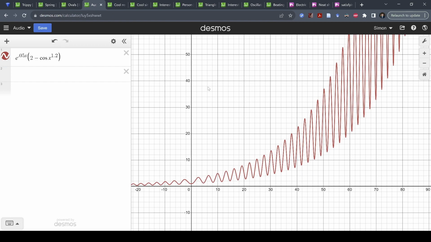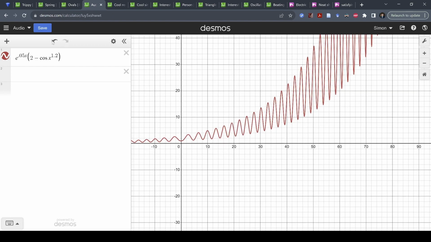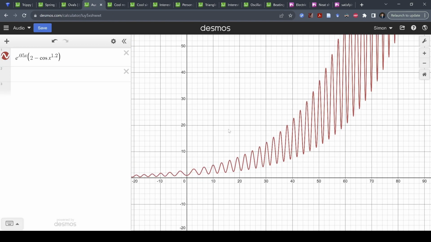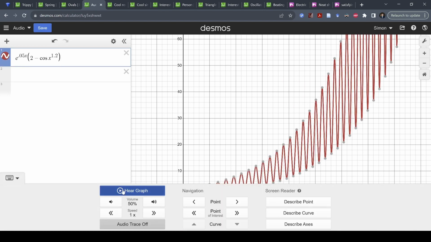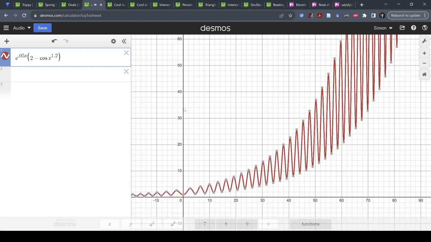This one is actually an audio I made. Again, not too difficult of an equation, but when you plug it into Desmos' audio converter, you end up with a really neat little sound. So yeah, just pretty neat.